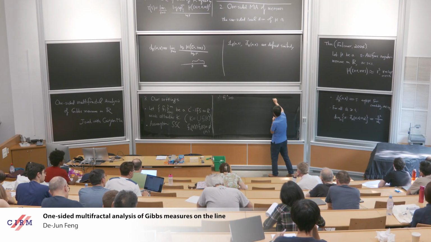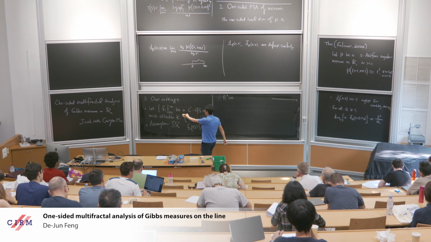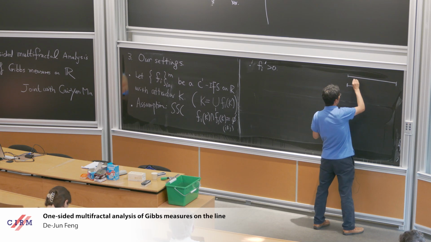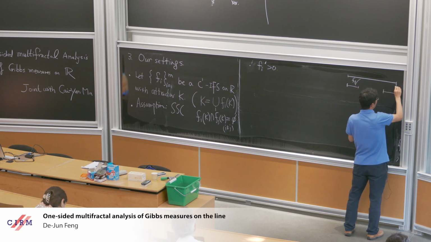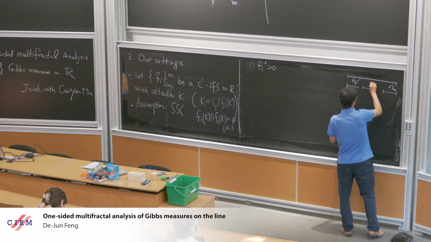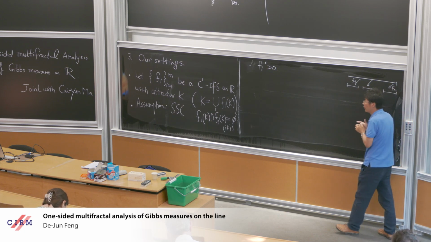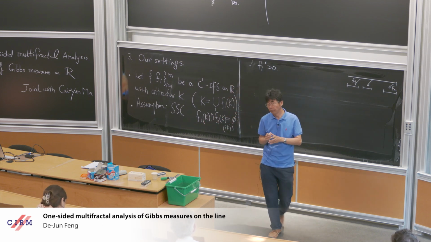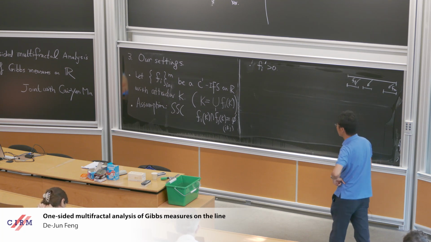So let me draw a picture here. Suppose there's an interval. The f_i will map this interval into itself. So there's f_1, and maybe here I will call f_m, and somewhere. These intervals may intersect each other, but we do guarantee that they have no intersection restricted on K. Okay, so this is our setting for our self-conformal set.